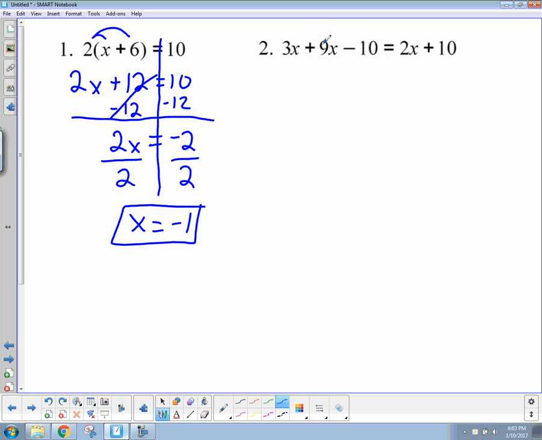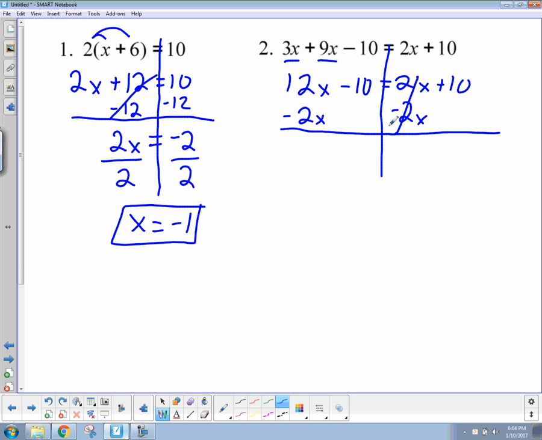First step for number 2, combine like terms. 3 plus 9 is 12x. Oh, let me do that a little better. Boom. 12x minus 10 equals 2x plus 10. Okay? Move your smaller x, so I'm going to subtract 2x from both sides.